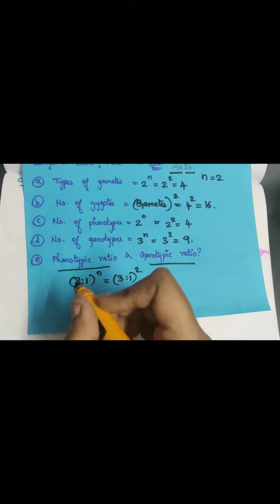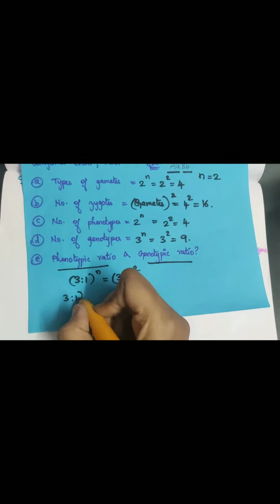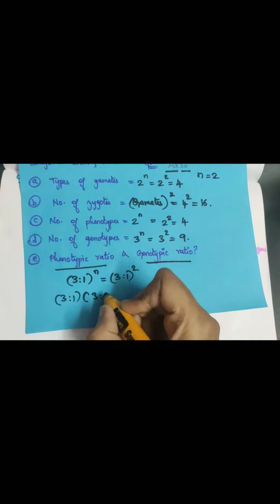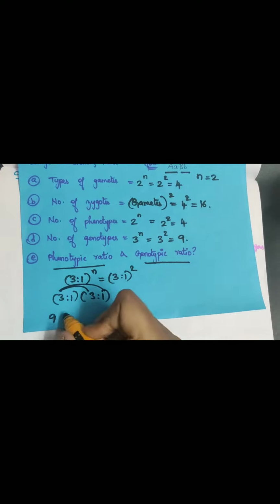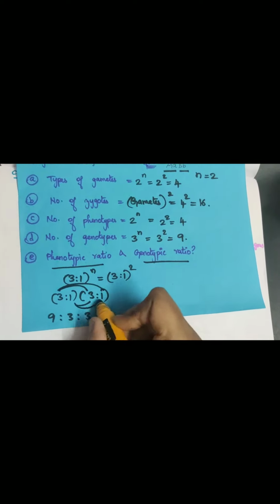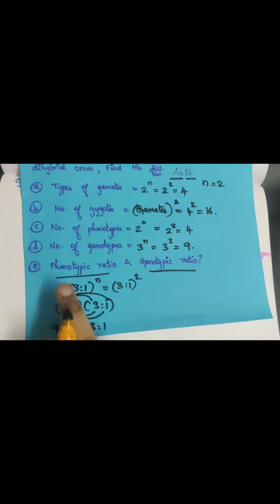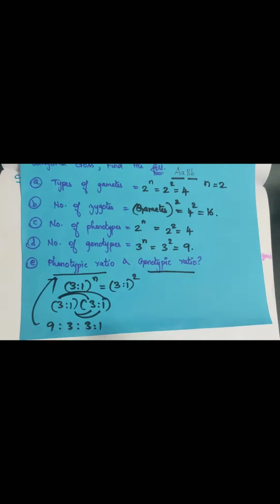Now 3:1 the whole square. If you don't know how to multiply, I will say one technique. 3 3s are 9. 3 1s are 3, and again 3 1s are 3. 1 1s are 1. So this is your phenotypic ratio, 9:3:3:1. Like this you can simply write.